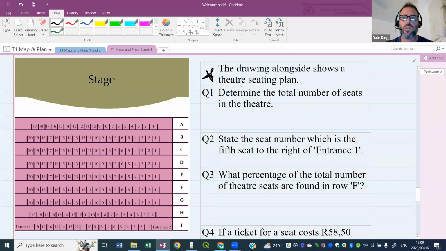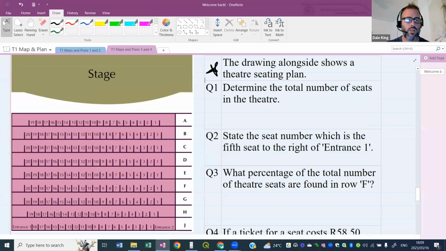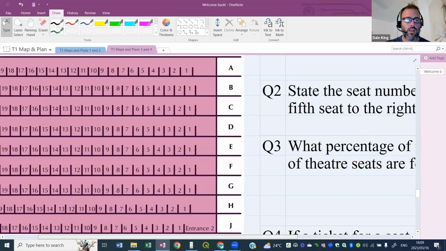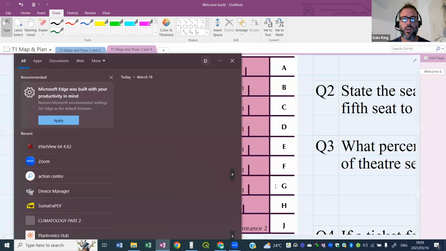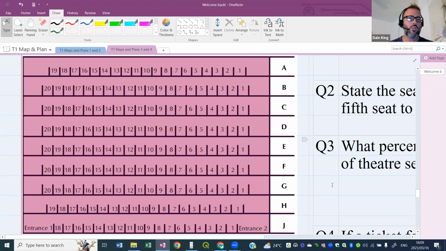It says here, the drawing alongside shows a theater seating plan. Question number 1. Determine the total number of seats in the theater. Now I'm going to zoom in so you can have a look at the seating arrangement. There we go. Determine the total number of seats in the theater. It should take you about a minute or so to work that one out. I'll give you about 2 minutes to do it.